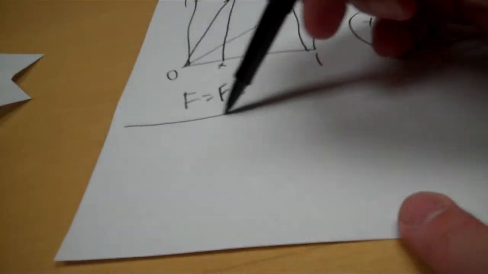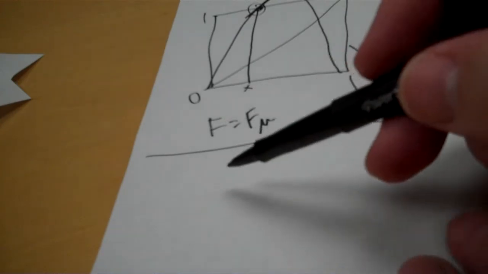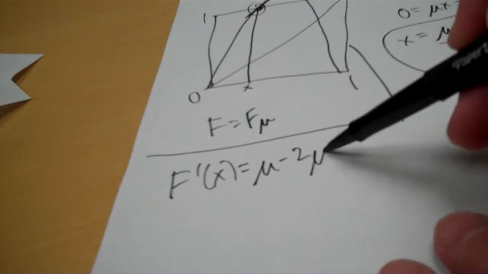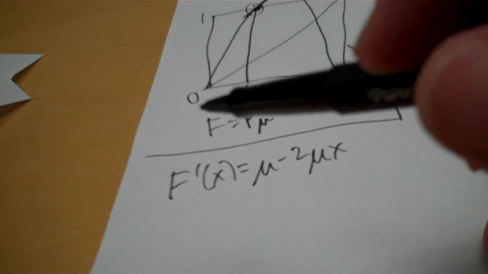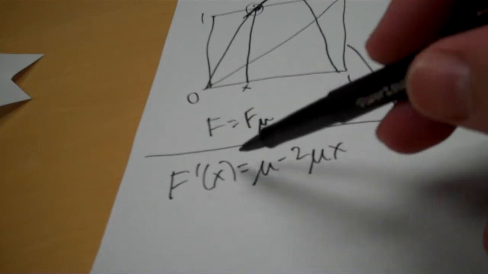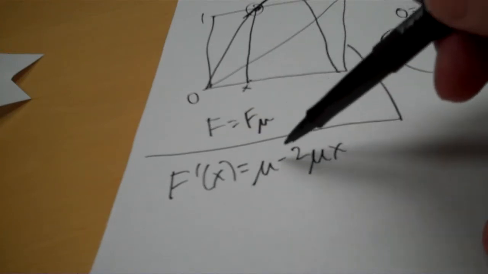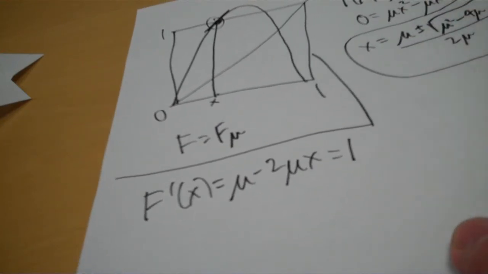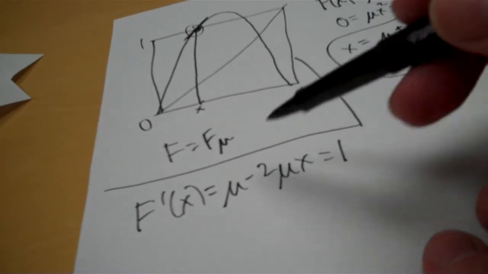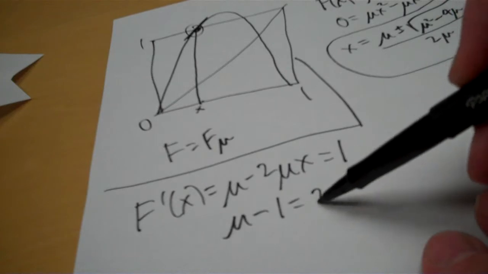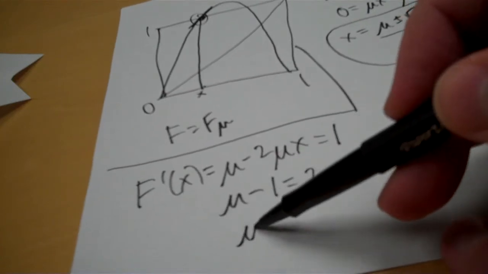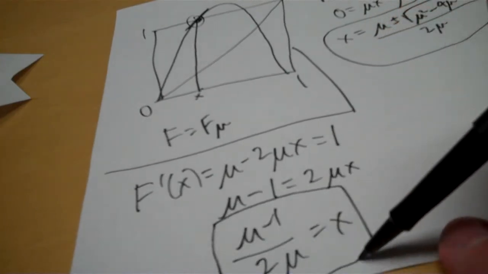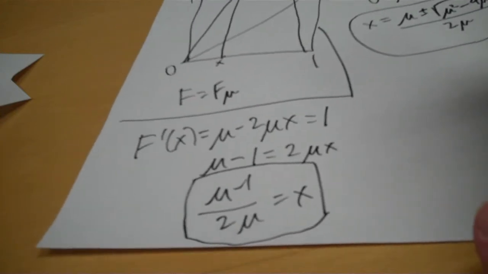So the other constraint that we have is that we want the derivative, which of course is mu minus 2 mu x. We've done that a few times already. We want the x such that when we plug in that x, we get that derivative to also be 1. Well, if we could solve that for x, we have mu minus 1 equals 2 mu x. So if you divide, you get mu minus 1 over 2 mu equals x.